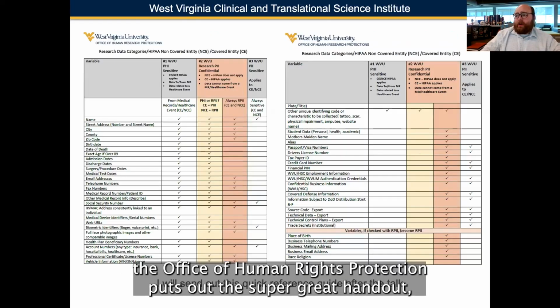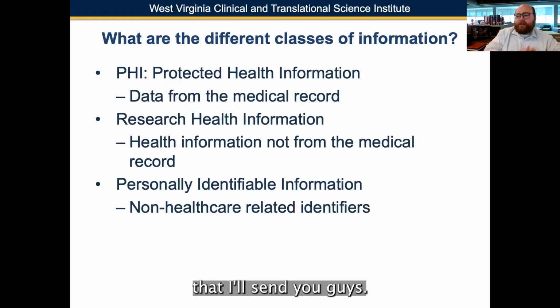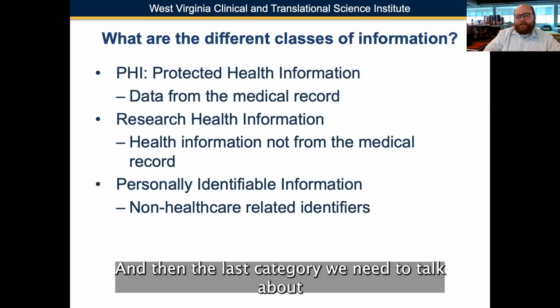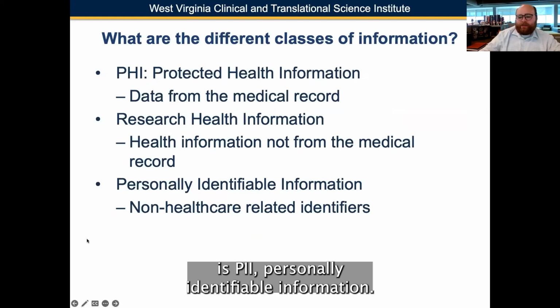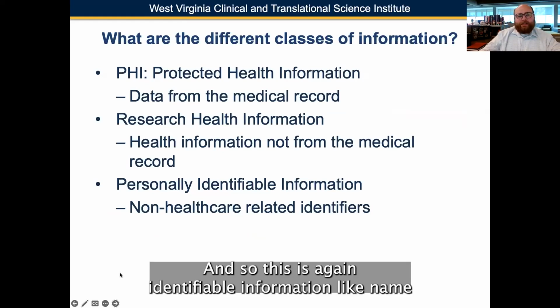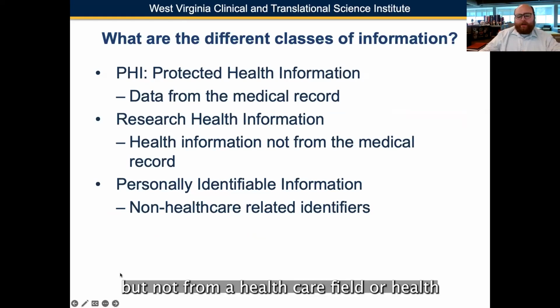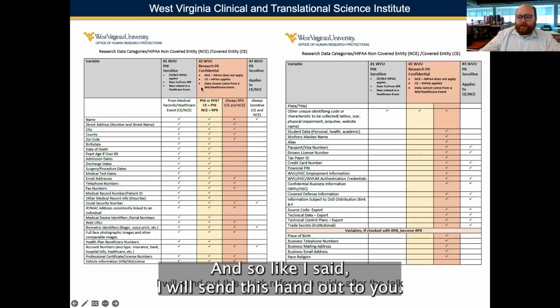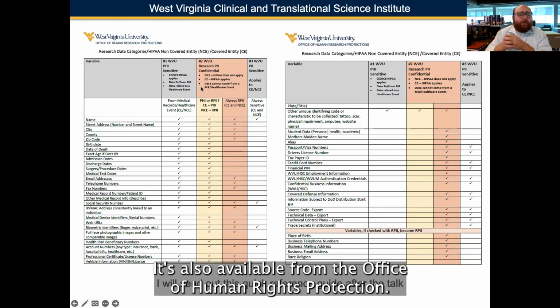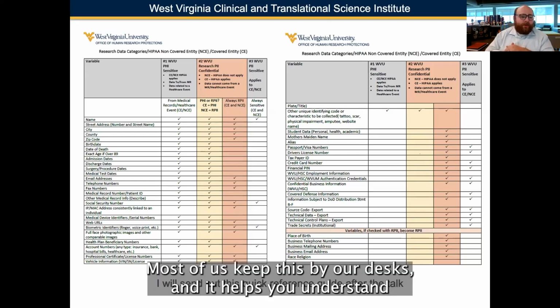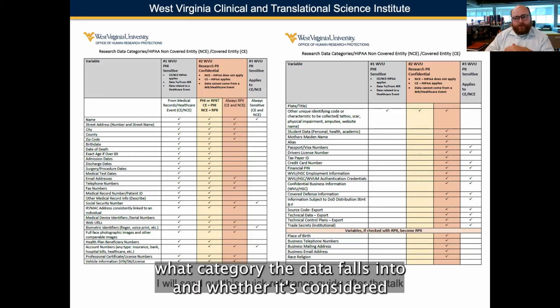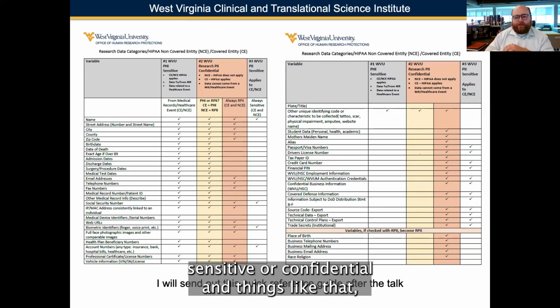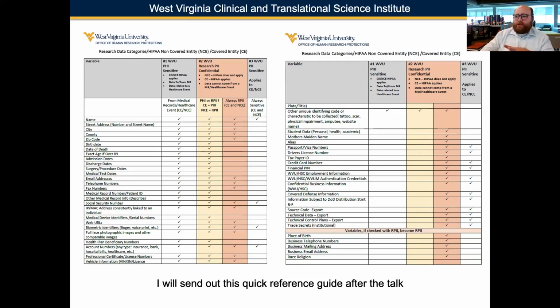And so just really quick, the Office of Human Rights Protection puts out the super great handout that I'll send to you guys. And then the last category we need to talk about is PII, personally identifiable information. And so this is, again, identifiable information like name, but not from a healthcare field or healthcare setting. Like I said, I will send this handout to you. It's also available from the Office of Human Rights Protection. Most of us keep this by our desks, and it helps you understand what category the data falls into and whether it's considered sensitive or confidential and things like that, depending on where it comes from.